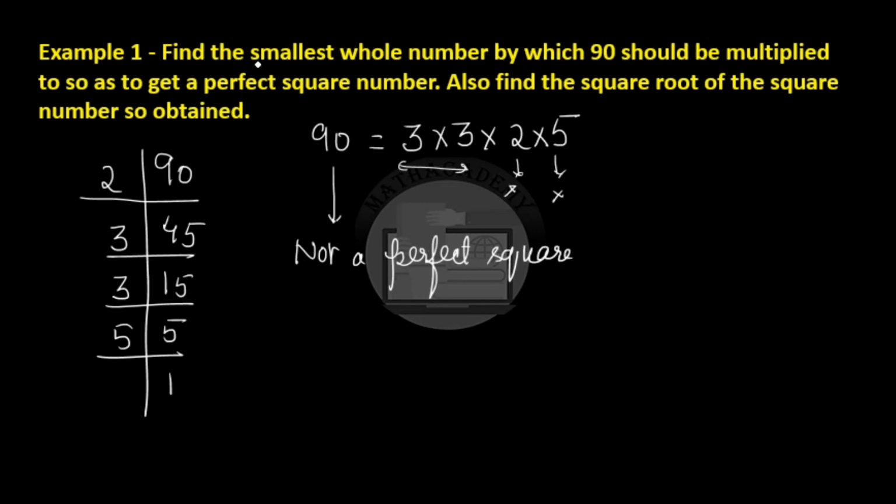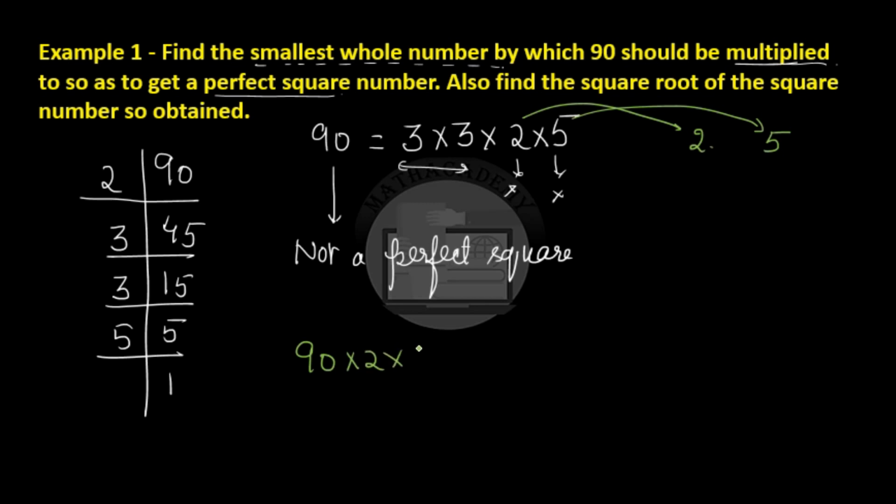Okay, so what do we need to find? We need to find the smallest whole number by which 90 should be multiplied to make it a perfect square number. How do we determine it? If we have to convert 90 into a perfect square number, we need one missing 2 and one missing 5. If we get one more 2 and one more 5 here, we'll be able to form a pair of 2 and a pair of 5, and our number will become a perfect square number. So we need to multiply 90 by one more 2 and one more 5.